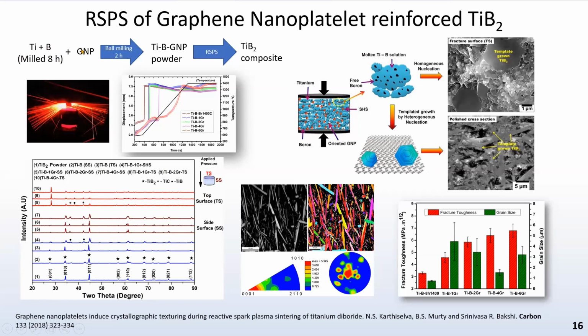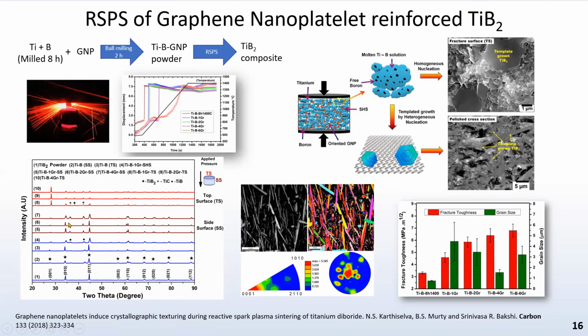Then we mixed graphene nanoplatelets and milled for 2 hours. This mixed powder we then processed by RSPS to get the TiB2 composite. We find that there is a spark happening in this case, and you have a sudden sintering occurring up to 4% volume percent of graphene, and beyond that we see a gradual reaction.